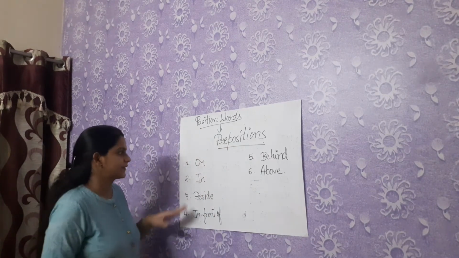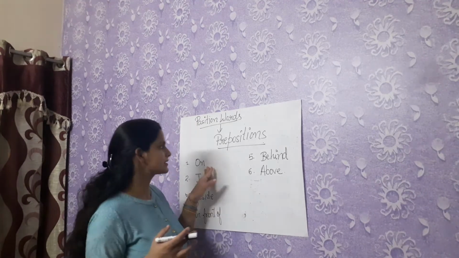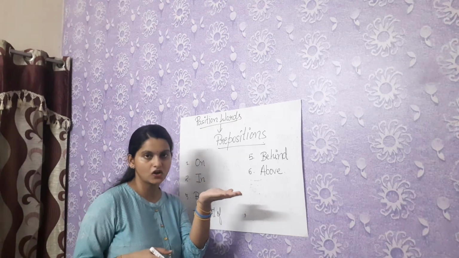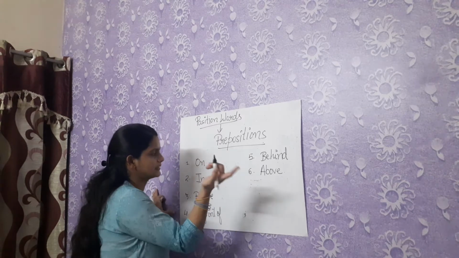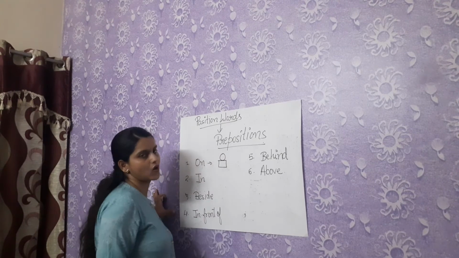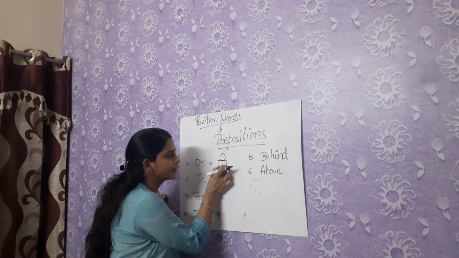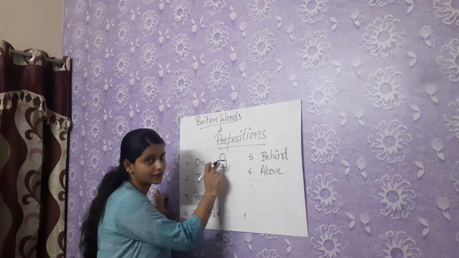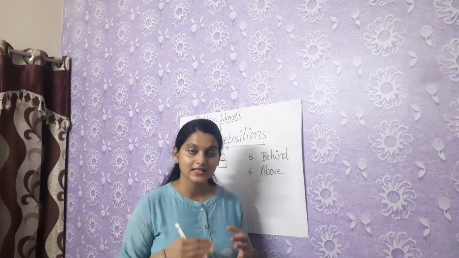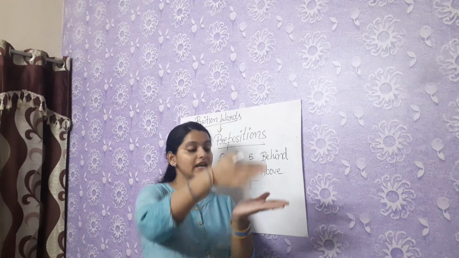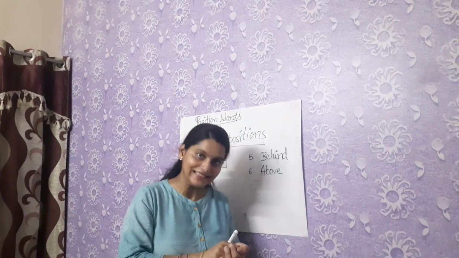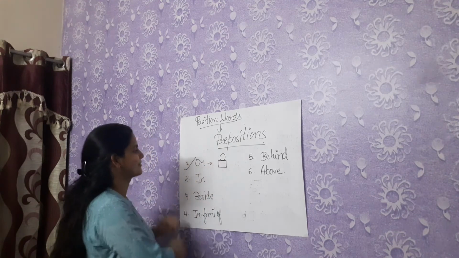Let's start with on. Where do we use on? On is a preposition we use when the surface of an object touches the noun or pronoun. For example, this is the box and the ball is on the box. That means the ball is touching the surface of the box. Another example: the cat is sitting on the table, meaning the cat is touching the surface of the table.